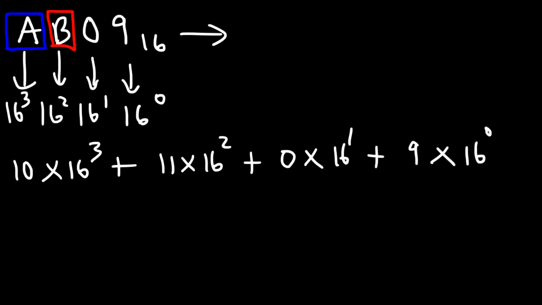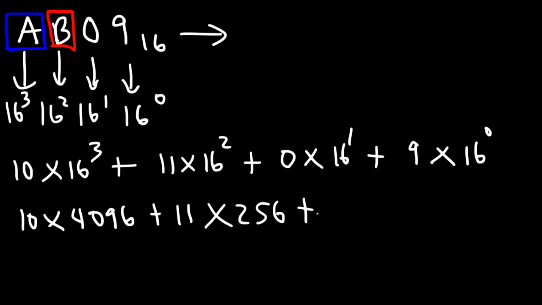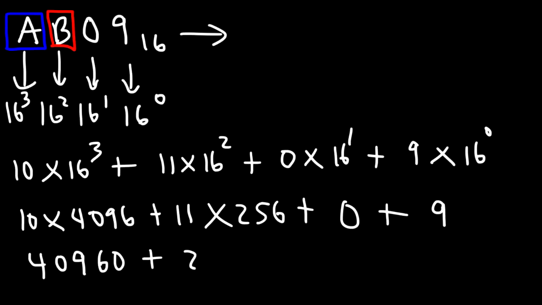Now 16 to the third power, that's 16 times 16 times 16. So that's 4,096. 16 squared, we know it's 256. 0 times anything is 0, and 16 to the 0 power is 1, so 9 times 1 is 9. Now 10 times 4,096 is 40,960. You just need to add a 0 to that number. 11 times 256, that's going to be 2,816, and then plus 9.